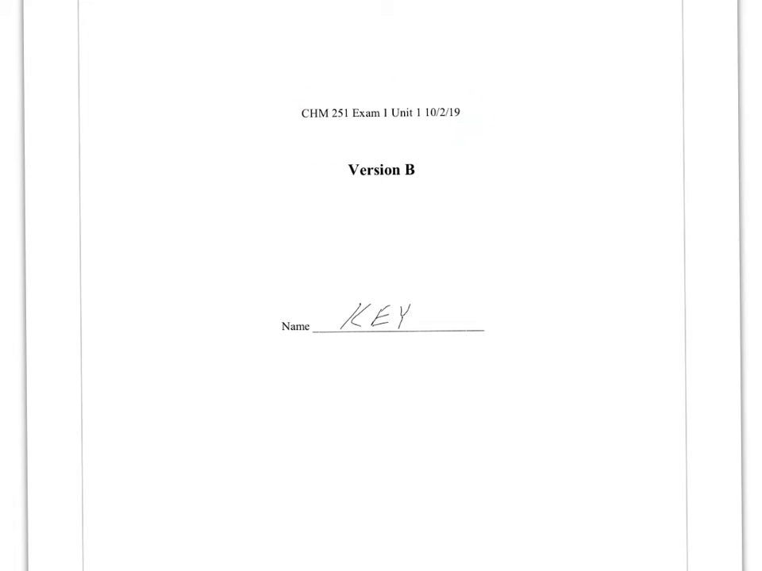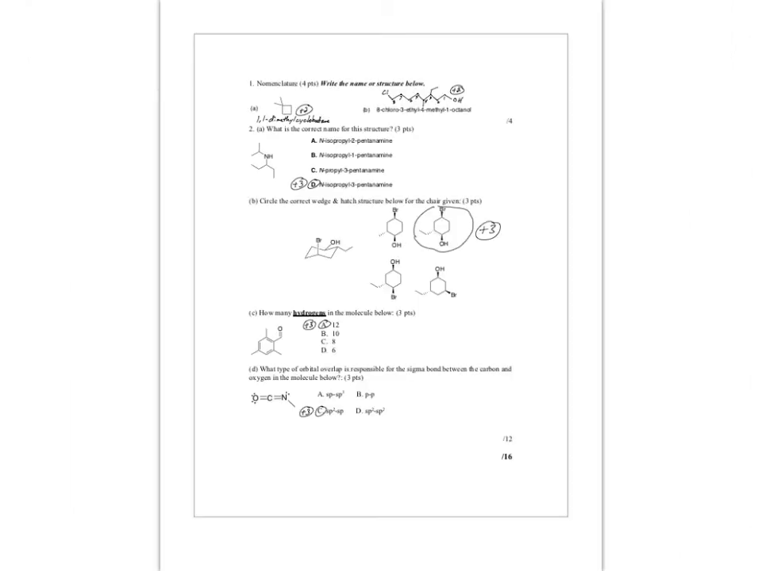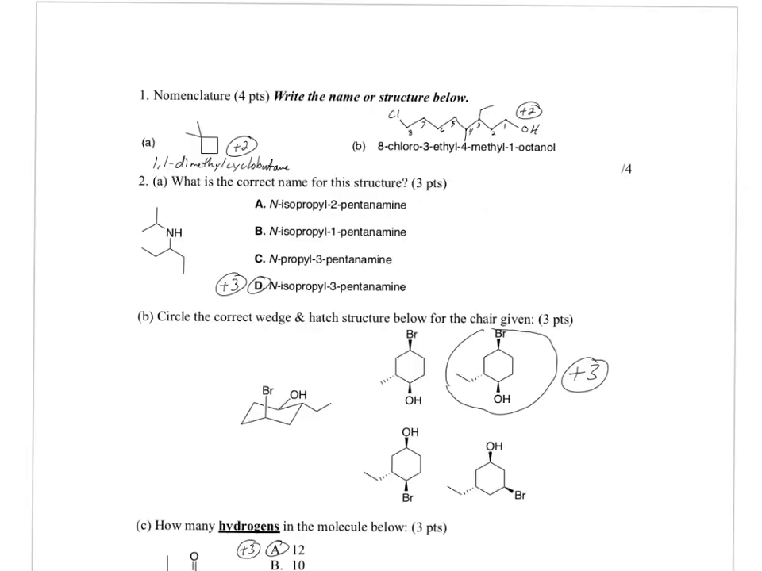So this is the 2019 Unit 1, 251 exam, version B. All right, leading off with a couple nomenclature questions. Cyclobutane, 1,1-dimethyl. Might as well give them the lowest number possible. That's why it's 1,1 on the carbon there.